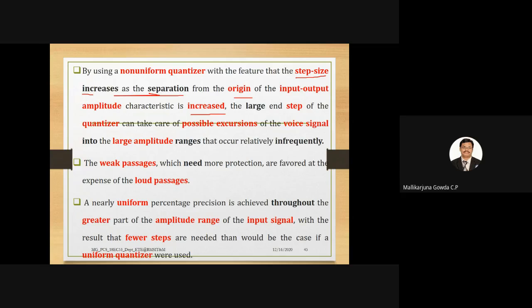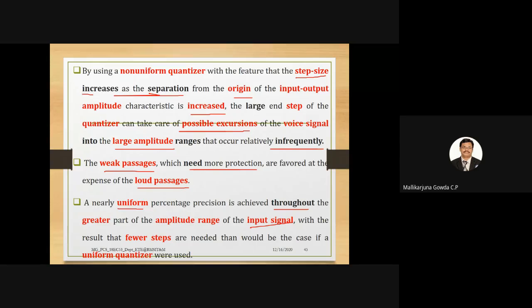So the large end step of the quantizer can take care of possible excursions of the voice signal into large amplitude ranges that occur infrequently. Similarly, the weak passages which need more protection are favored at the expense of the loud passages. So a nearly uniform percentage precision will be achieved throughout the greater part of the amplitude range of the input signal.